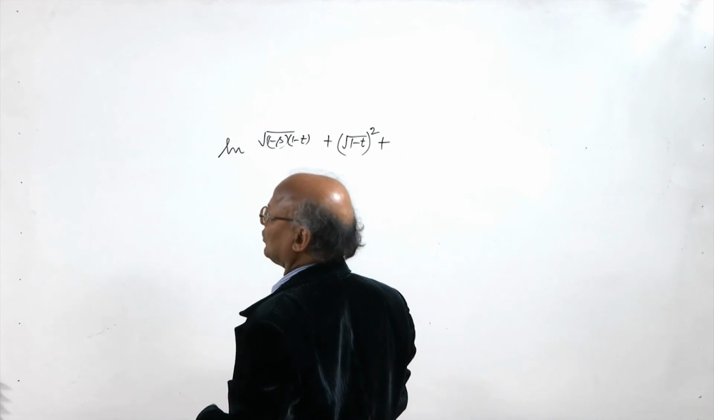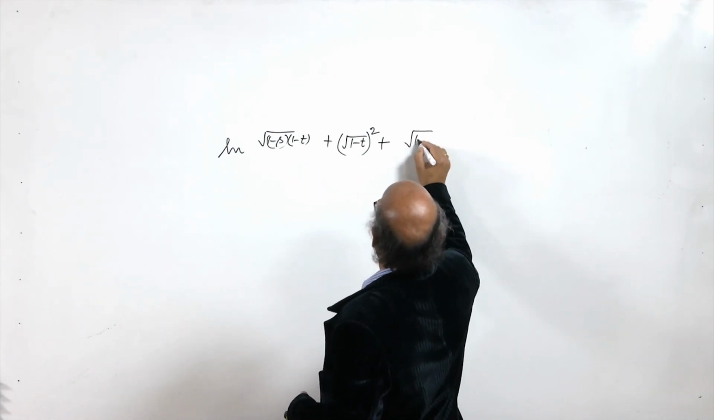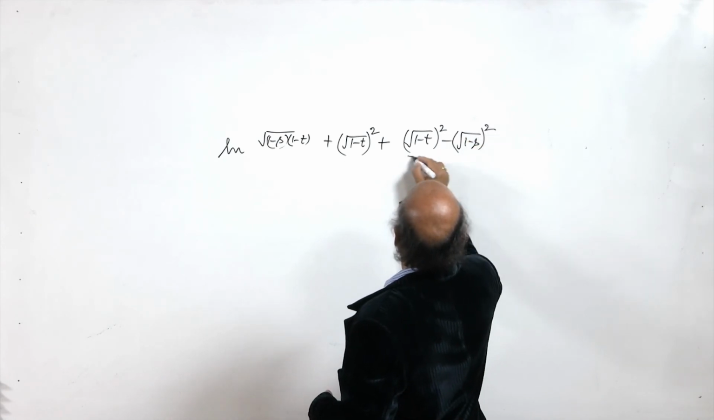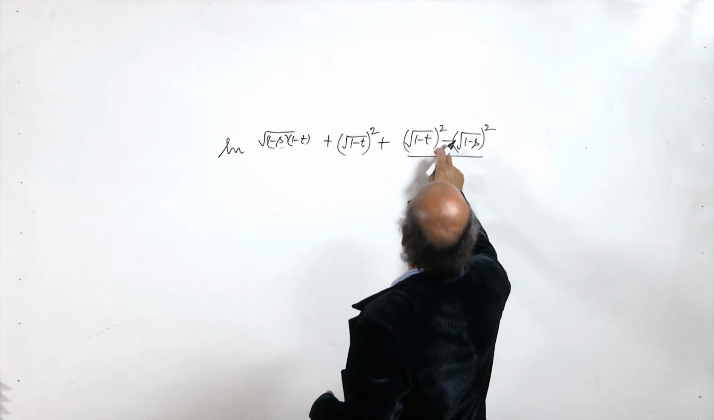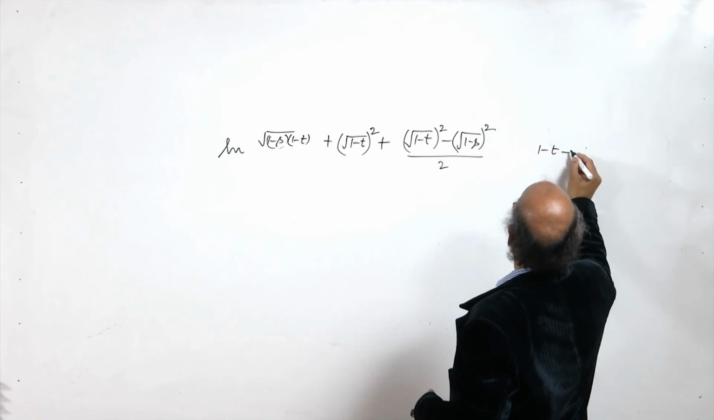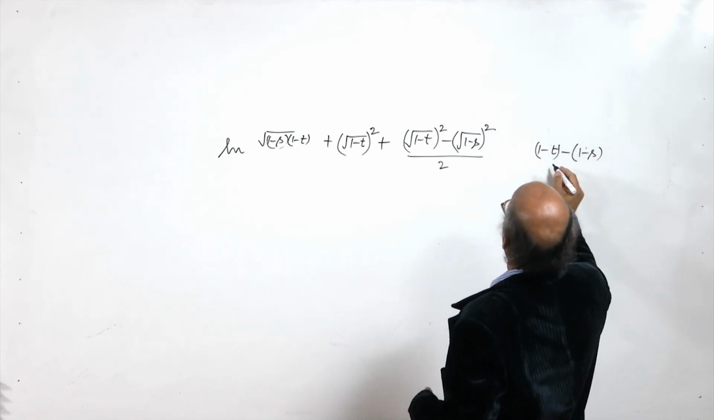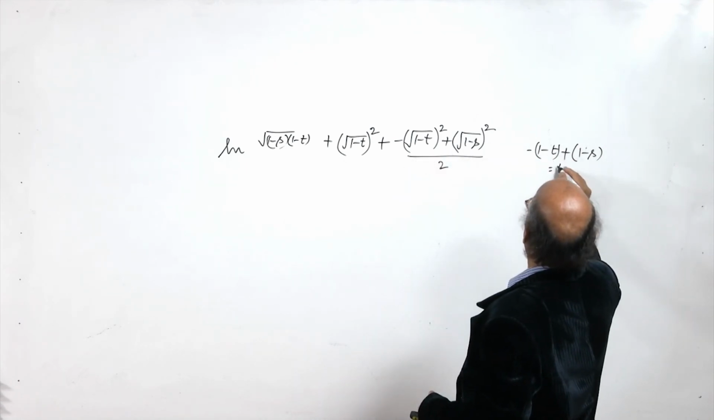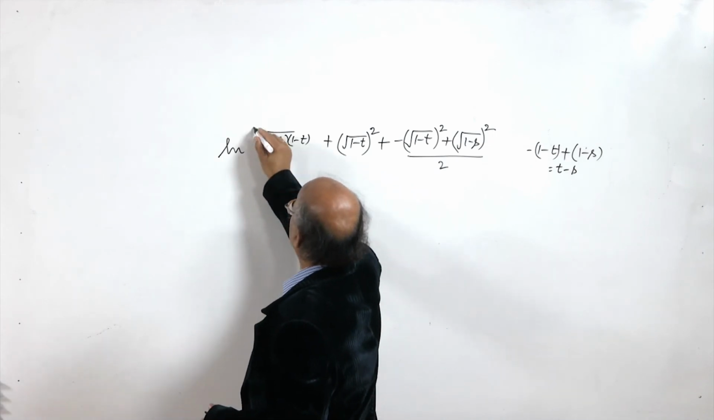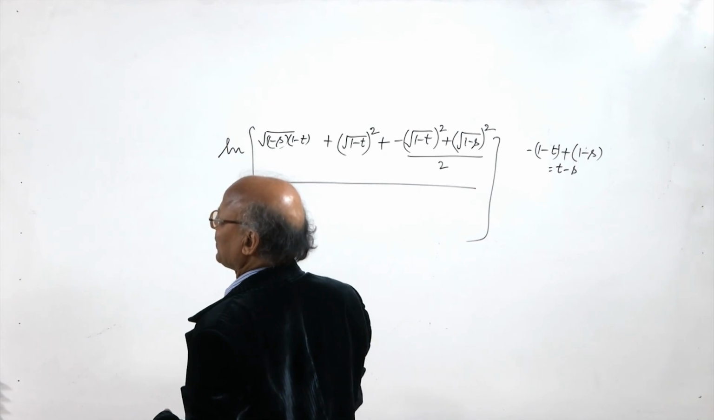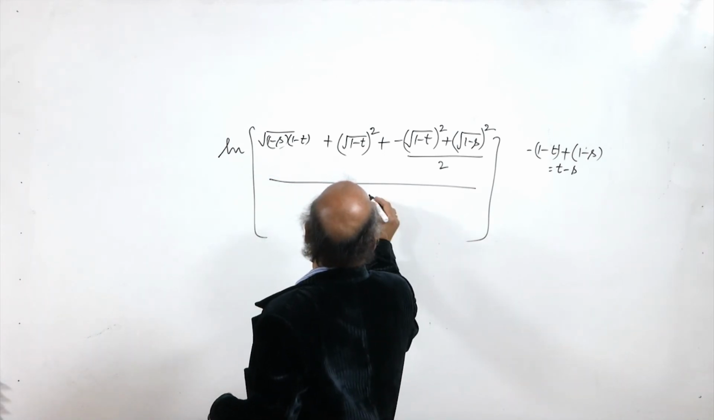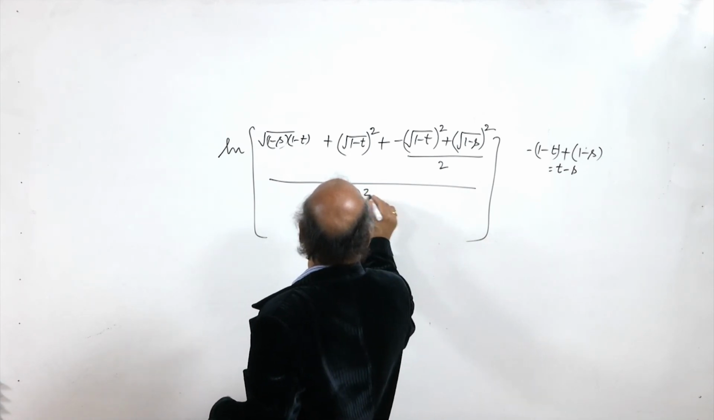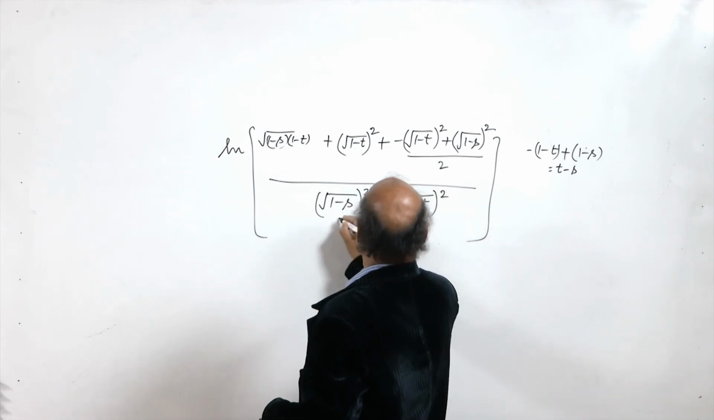So (t minus s) by 2 we can write as under root (1 minus t) whole square minus under root (1 minus s) whole square, divided by 2. This will be giving 1 minus t minus 1 minus t minus 1 minus s. So this is s minus t, so I can write it like this so that it is t minus s. So t minus s can be written like this, divided by 2. So (t minus s) by 2 again can be written like this, under root (1 minus s) whole square, we can write like this.